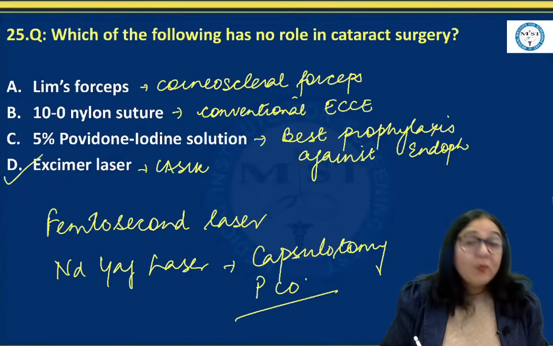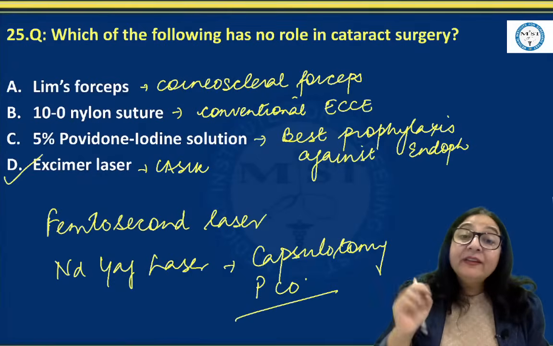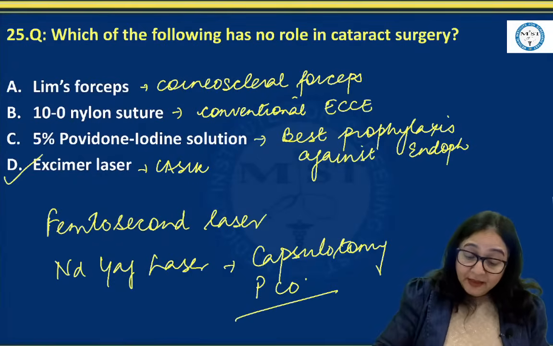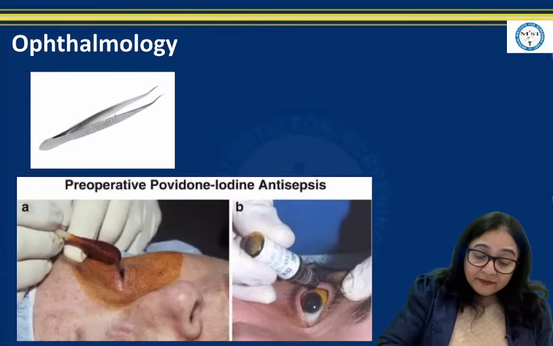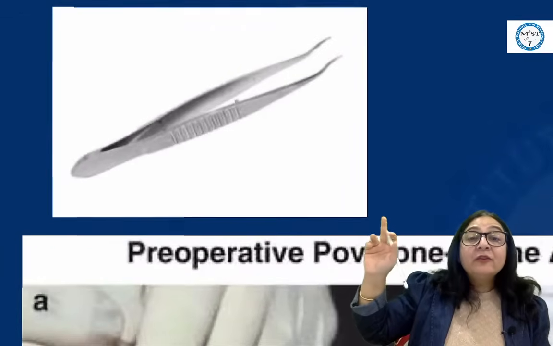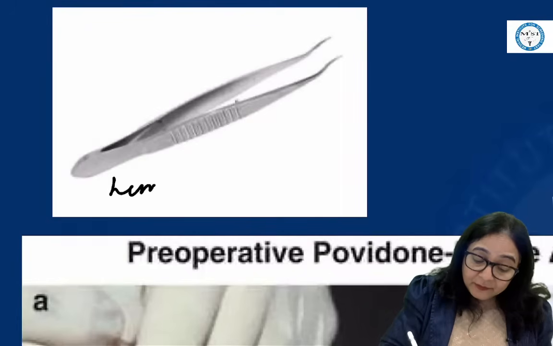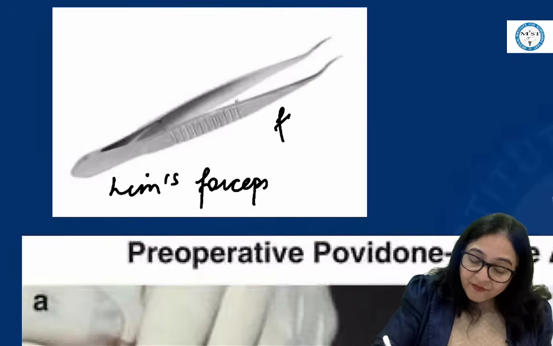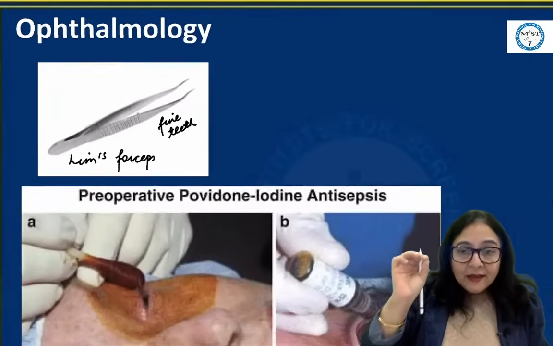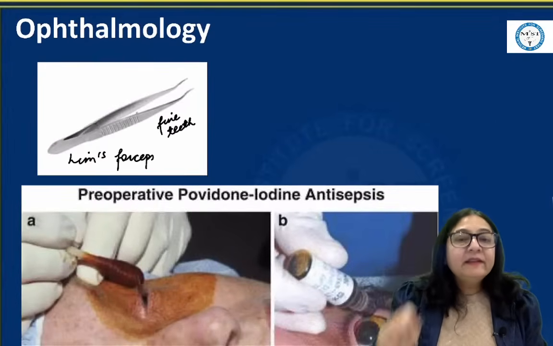So questions related to cataract surgery are again very important. Just to show you, they can ask you about instruments also. This is your LIMS forceps. LIMS forceps has these very fine teeth with which you can hold a corneoscleral flap or the corneoscleral tissue.